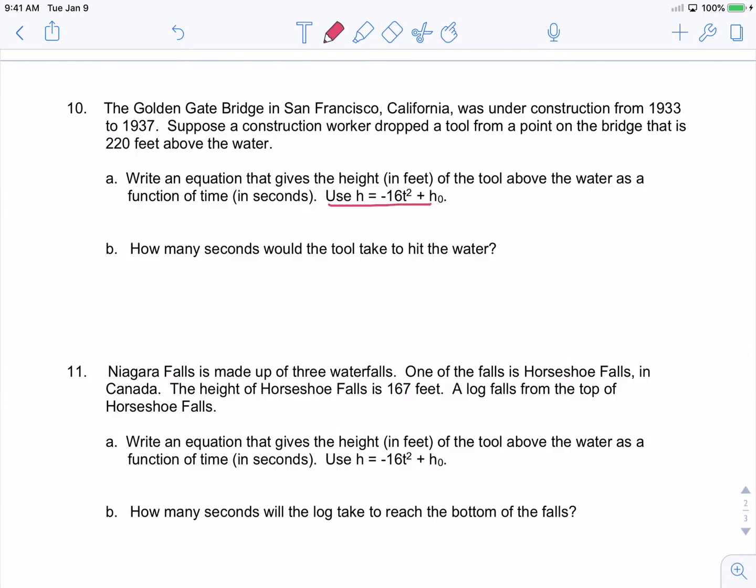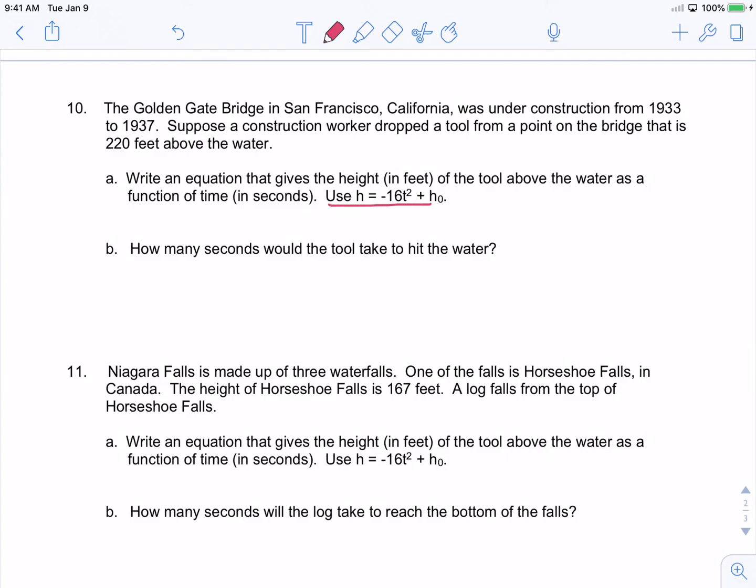The Golden Gate Bridge in San Francisco, California, was under construction from 1933 to 1937. 4 years to make that bridge. Now, it's a huge bridge. I've never seen it in person. I've seen it on TV, but it is a very large bridge. And you figure 1933 to 1937, it probably took a lot longer to make than it would now. But a bridge that size even now is still going to take a long time to make.